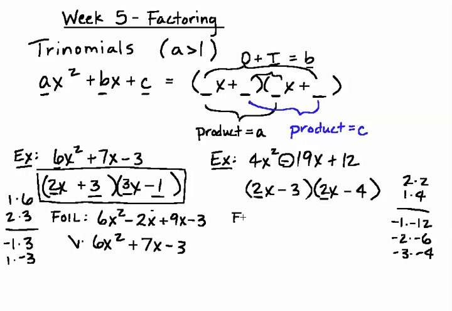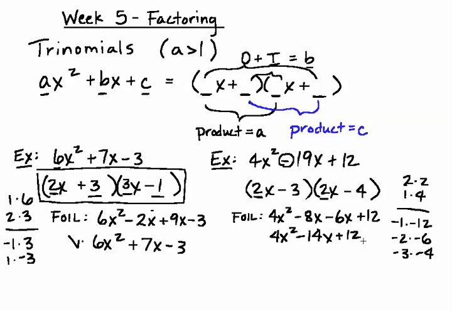Okay, so I will check. 2x times negative 4, negative 3 times 2x. When we add those, we only get a negative 14x, which, again, we need the negative 19x. So again, we need to try a different set of numbers.